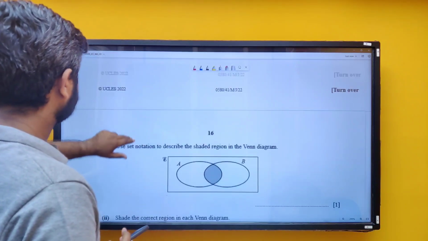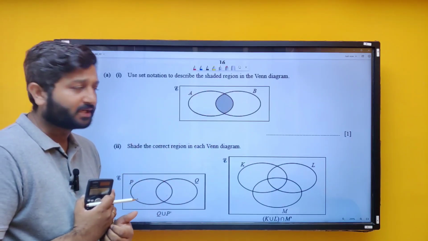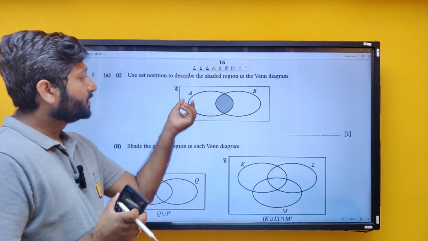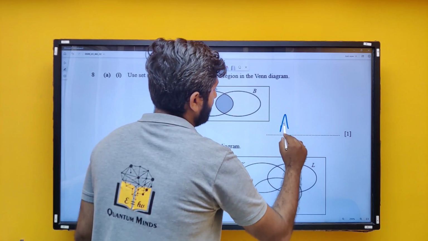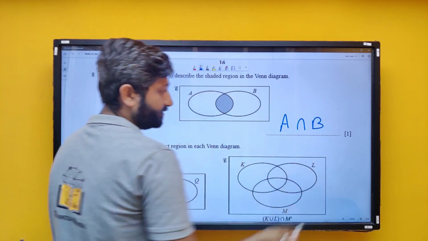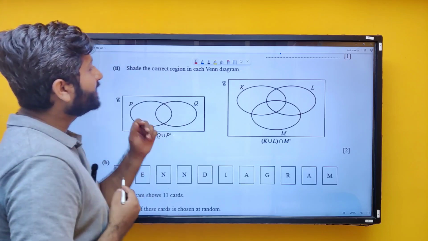Next question. Use the set notation to describe the shaded region in the Venn diagram. As you can see, the region which is common in A and B is shaded. So this is A intersection B. Part 2. Shade the correct region in each Venn diagram.